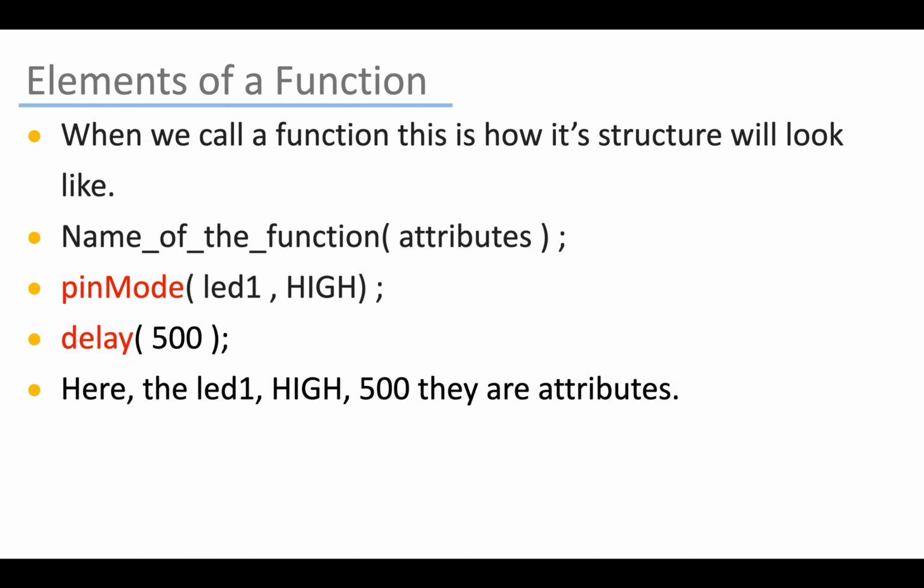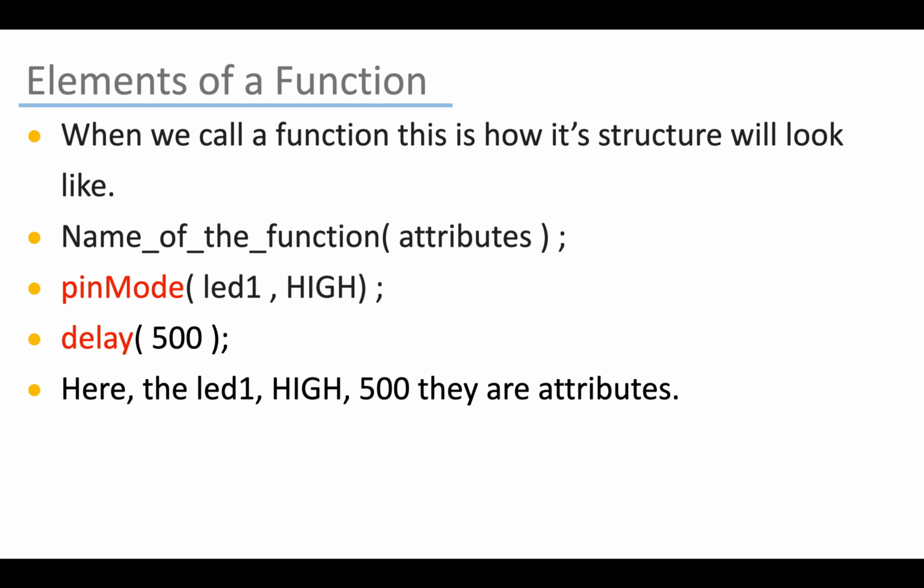So here we have the elements of a function. When we call a function, this is how its structure will look. We have first the name of the function, then brackets, then inside the brackets we have attributes, then a statement terminator in the last. So this is how most of the functions will look, except setup and loop, because they are the main functions. So they are a little special.